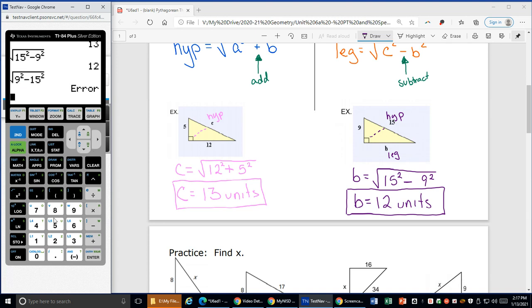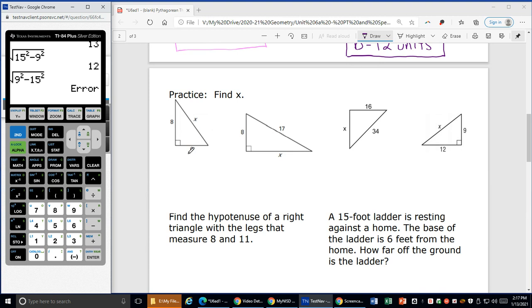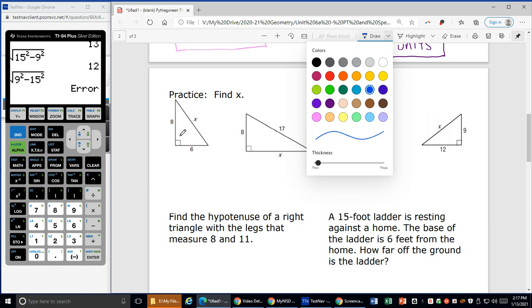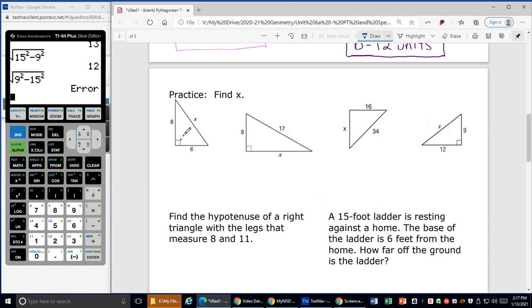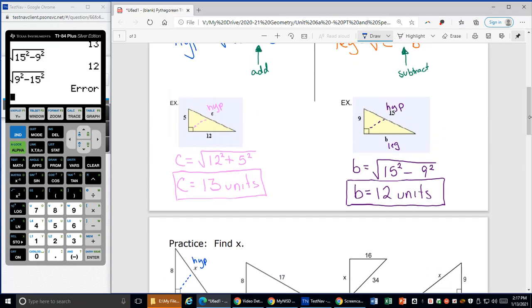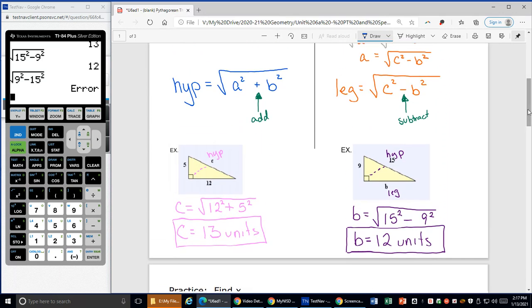All right, so let's look at some practice. When I look at this first one, it says to find x. I first decide, is x a hypotenuse or a leg? Since it's across from my right angle, I know it's a hypotenuse. So I'm trying to find a hypotenuse, which means in my square root, am I going to add or subtract? When I scroll up, if I'm looking for a hypotenuse, I'm going to add.